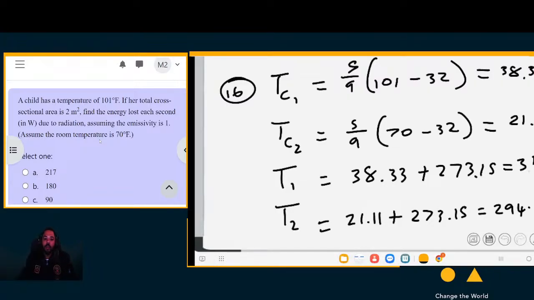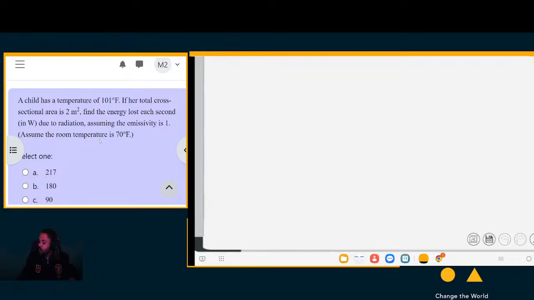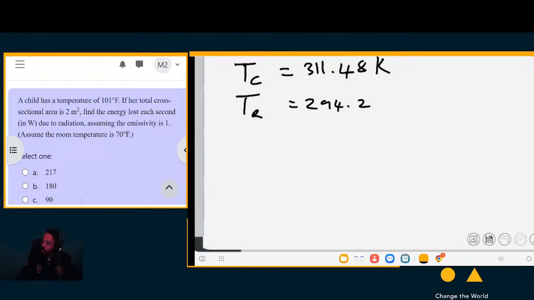The child has a temperature of 311.48 and the room is 294.26. So the child's temperature, T child, is equal to 311.48 kelvins, while the temperature of the room is equal to 294.26 Kelvin. Okay, so that is the temperatures in Kelvin.